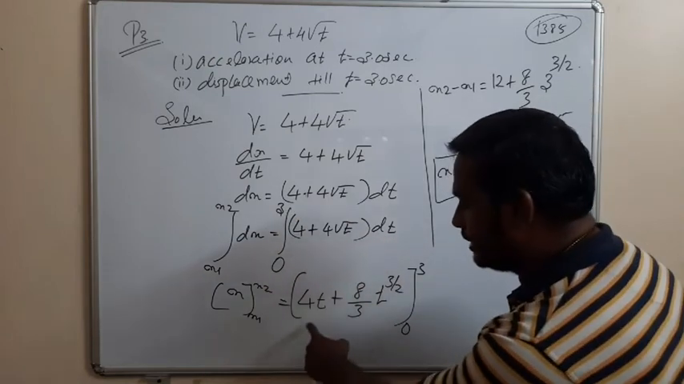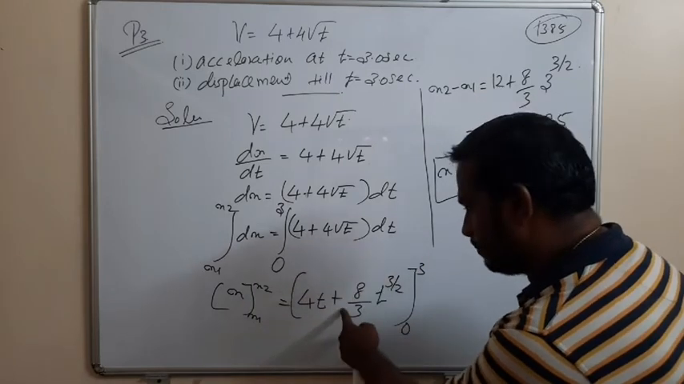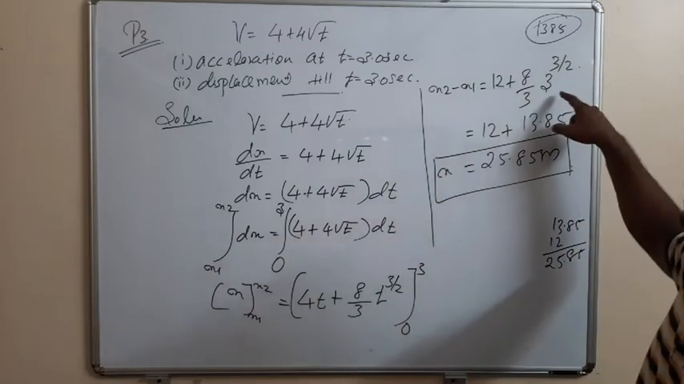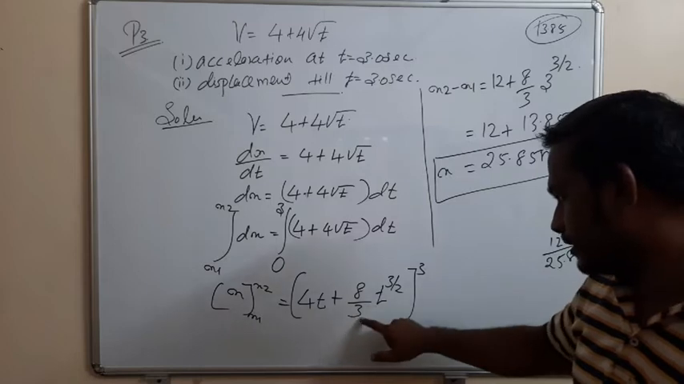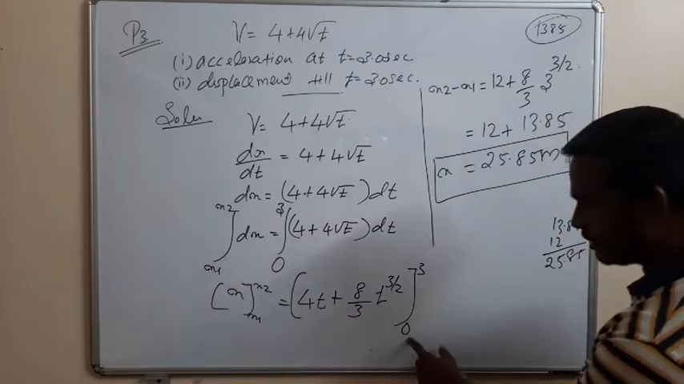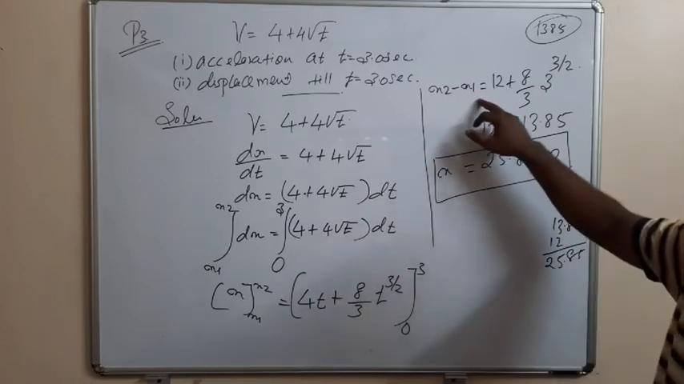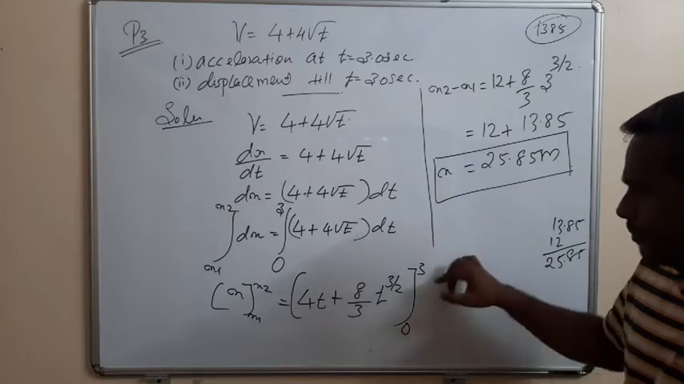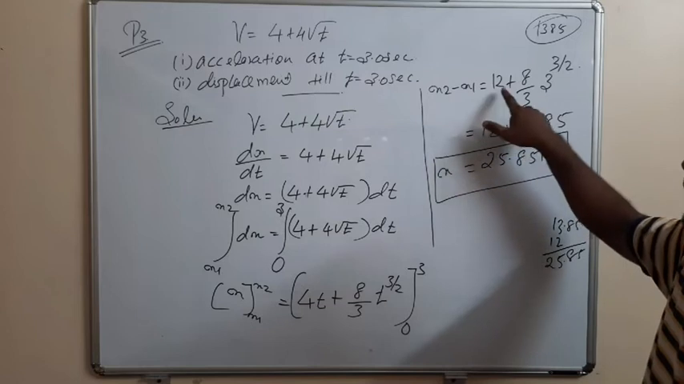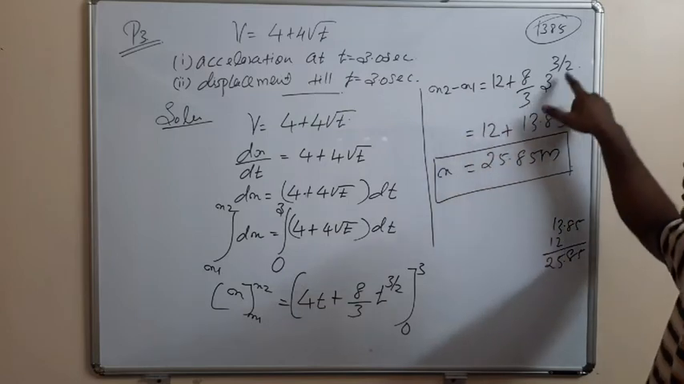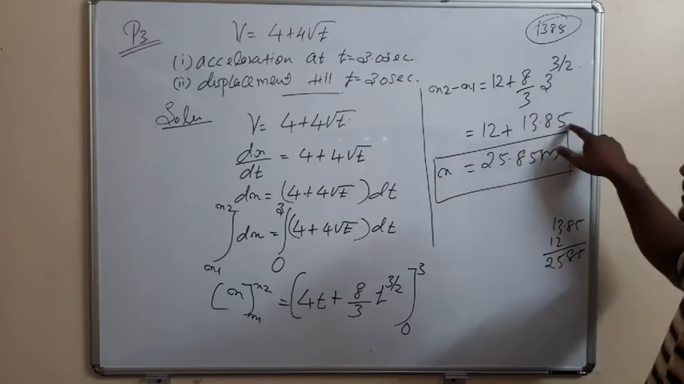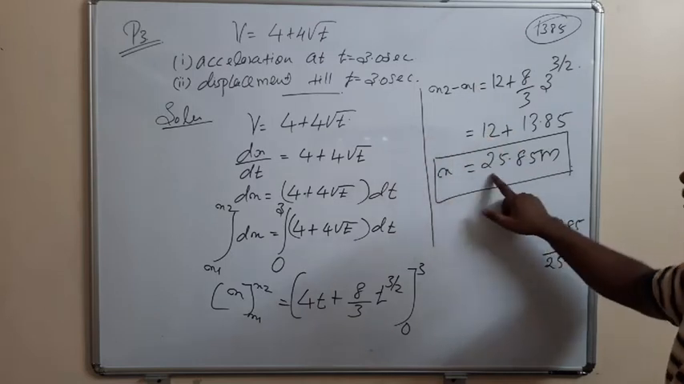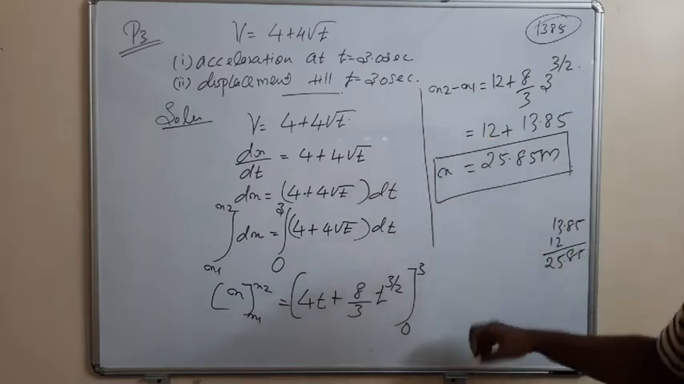So integrate from x1 to x2: that is 4 into dt, so 4t plus 8 by 3 into t power 3 by 2, from the integration of root t. The limit is 0 to 3. So x2 minus x1 is equal to applying the limit. When you apply the lower limit, we will get 0. Apply the upper limit: 12 plus 8 by 3 into 3 power 3 by 2. When you solve this, we will get 13.85. Finally x2 minus x1, that is our displacement, x equals 25.85 meter. Clear?